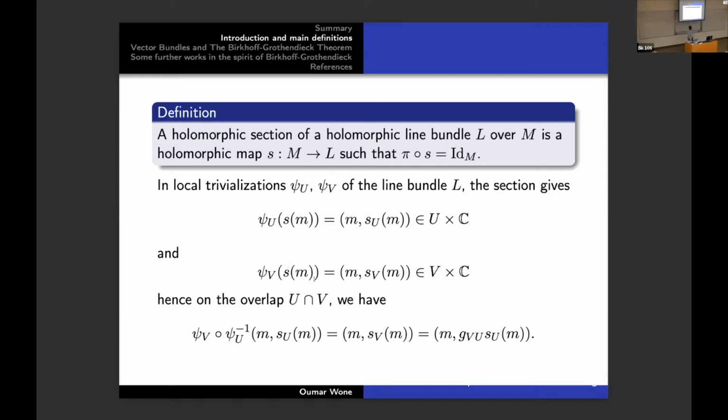Similarly, in Tv, we have Tv of Sm. It is M, Sv of M, which belongs to V times C. And on the overlap, we have the transition function, which is given by Cv composed with Cu minus 1 applied to M, Su of M. It gives us this formula.